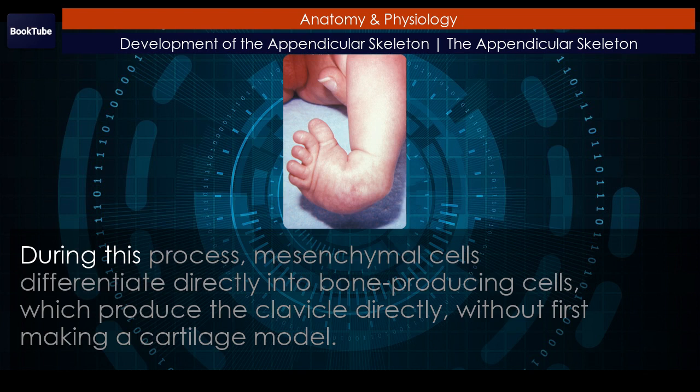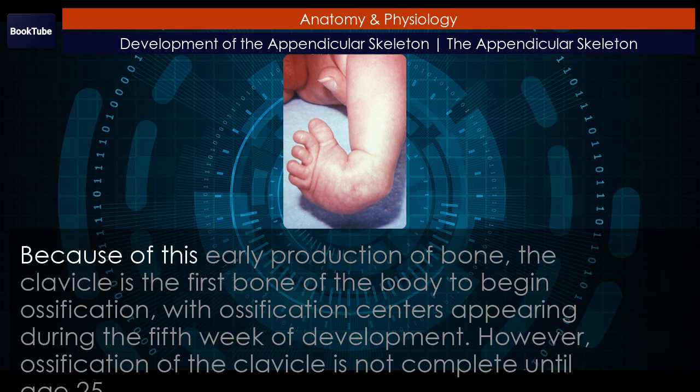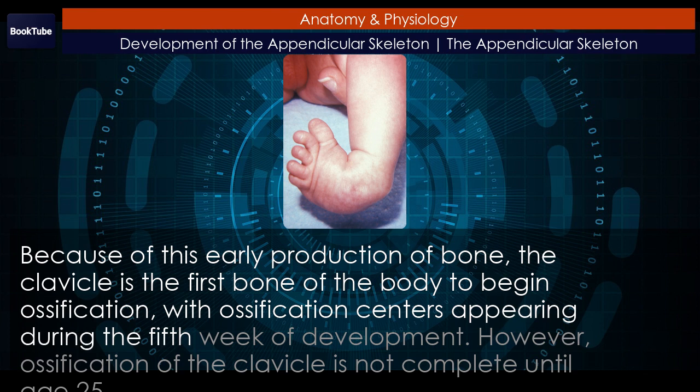During this process, mesenchymal cells differentiate directly into bone-producing cells, which produce the clavicle directly, without first making a cartilage model. Because of this early production of bone, the clavicle is the first bone of the body to begin ossification, with ossification centers appearing during the 5th week of development. However, ossification of the clavicle is not complete until age 25.